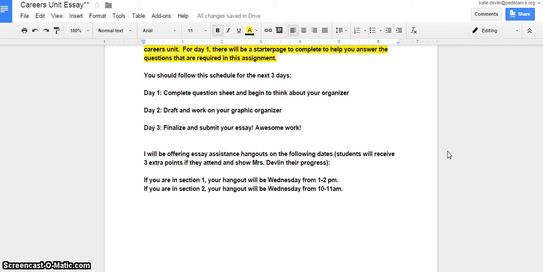So that's the project description. Today we need to look at the starter page. So this is a little sneak peek as to what the graphic organizer is going to look like for you guys. Use this graphic organizer to help. We aren't really doing that 5-paragraph essay, so I'm going to go ahead and take that section out there and say, use this graphic organizer to completely express your ideas and reflections on your chosen career.